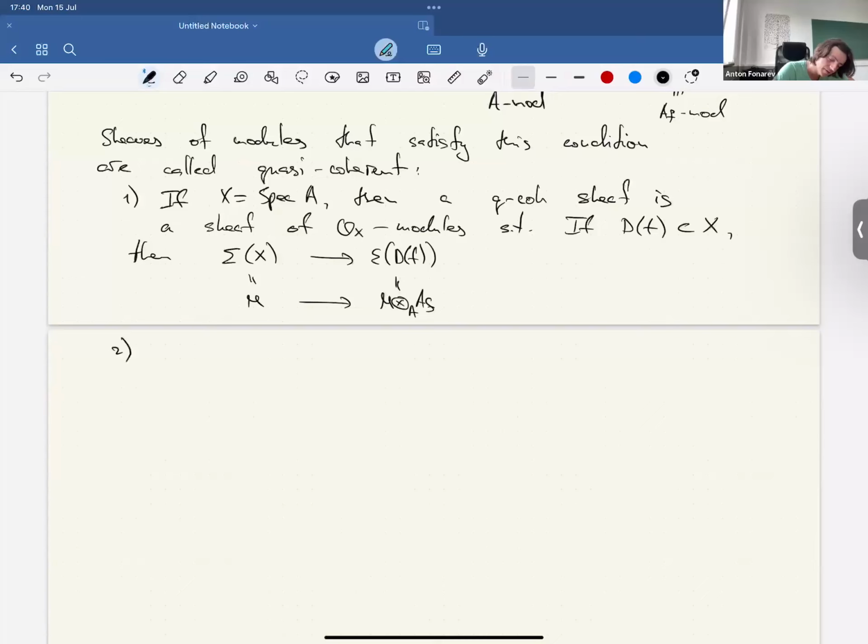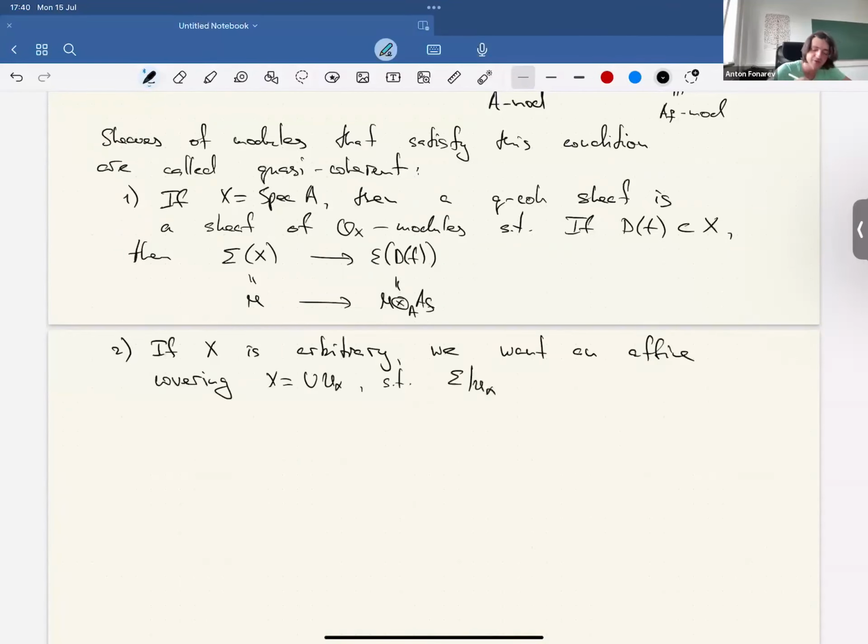And secondly, if X is arbitrary, we want an affine covering, meaning a covering by affine open subsets. X is the union of U alpha, such that if you restrict your sheaf of modules to U alpha, I restrict the whole sheaf, so I'm looking at sections over open subsets that are inside U alpha, it is quasi-coherent. And I will give examples just in a second, but the thing to remember is the properties.